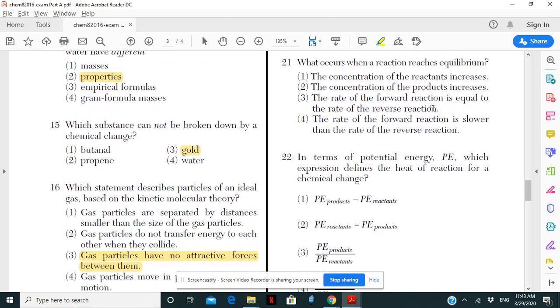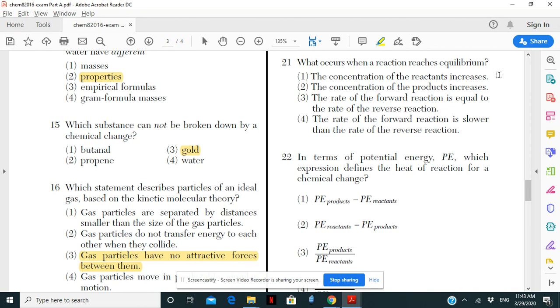What occurs when a reaction reaches equilibrium? When a reaction reaches equilibrium, the forward rate is equal to the backward rate. It doesn't mean that they have the same amount on the right or the left, but the rate is the same. So that's what I'm looking for.